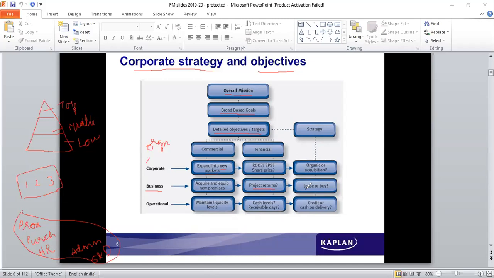I just explained to you, but we are not going to do anything in detail. The focus is only on the financial goals. So we're going to look at the financial goals only during this particular paper. So the ROCE, the EPS, share performance, the project returns, the working capital requirement, that is the cash and the credit levels and all those things we are going to look into.